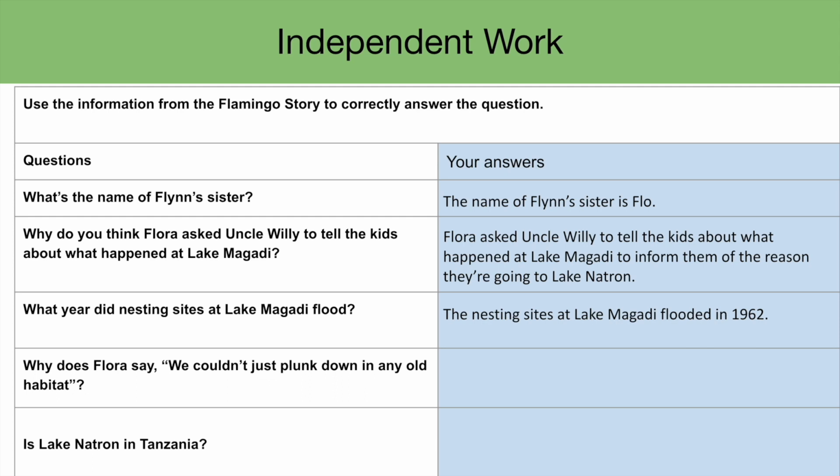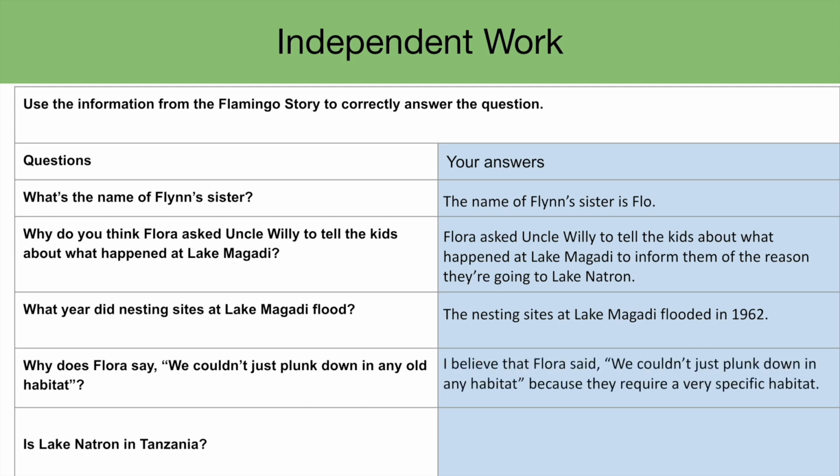Why does Flora say, quote, we couldn't just pluck down in any old habitat, end quote? I believe that Flora said we couldn't just pluck down any old habitat because flamingos require a very specific habitat. And finally, is Lake Natron in Tanzania? Yes, Lake Natron is in Tanzania.